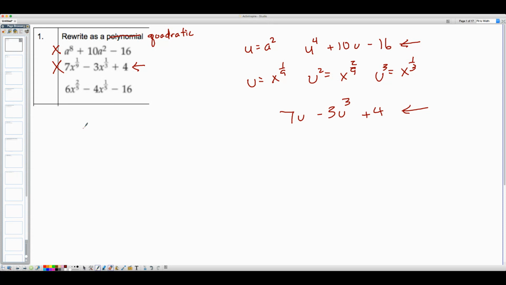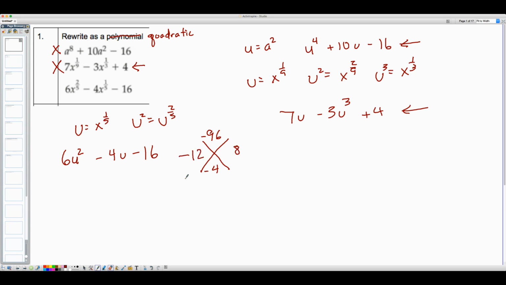Looking at the last one, I'm going to let u equal x to the 1/5. And if I go to the 1/5, then u squared would equal x to the 2/5. So I could rewrite this as 6u squared minus 4u minus 16. To solve this, I would want to factor it, by finding two numbers that multiply to give me 6 times negative 16, negative 96, and add to give me negative 4. And if I look at this, I'm going to say 12 and 8, so then 12 would be negative.